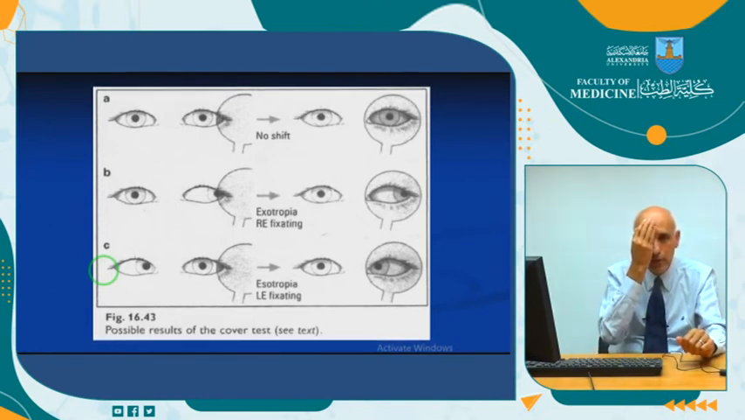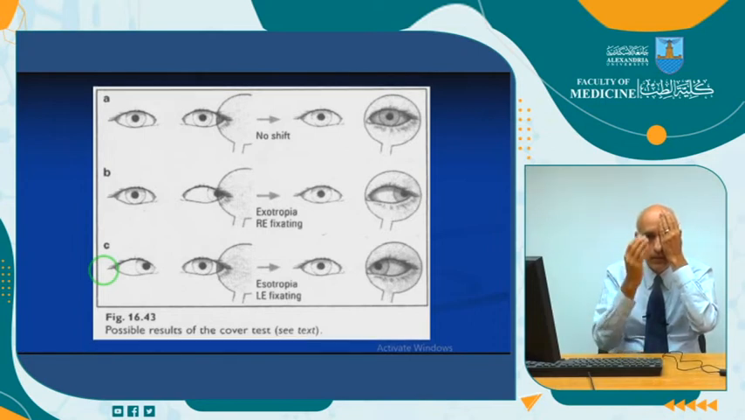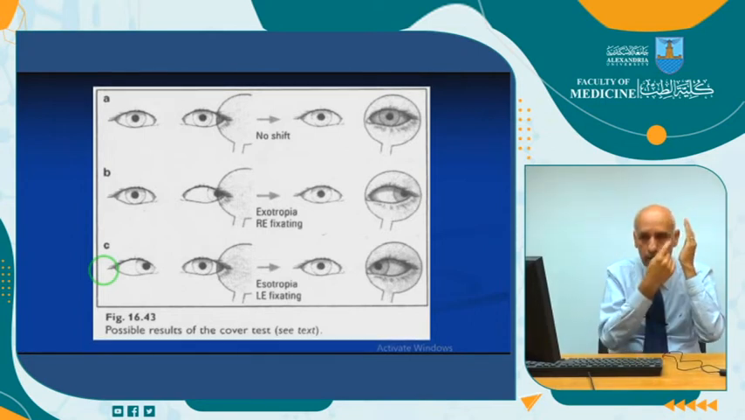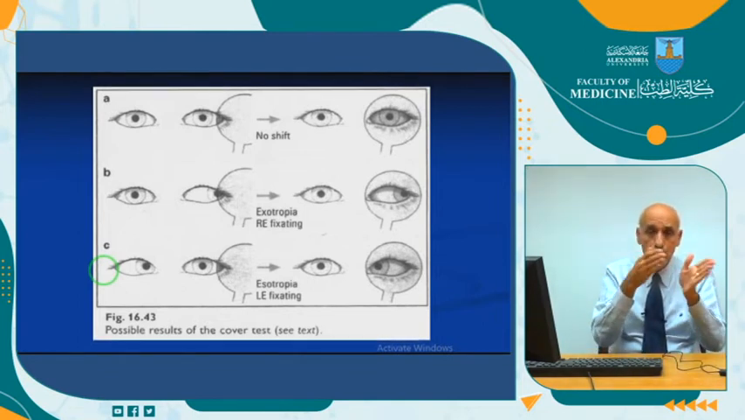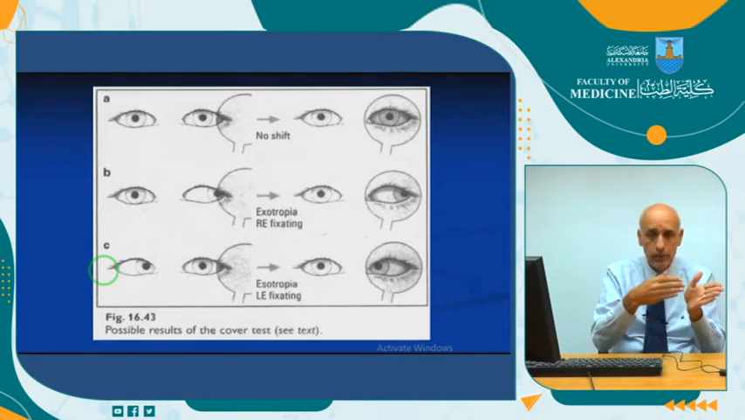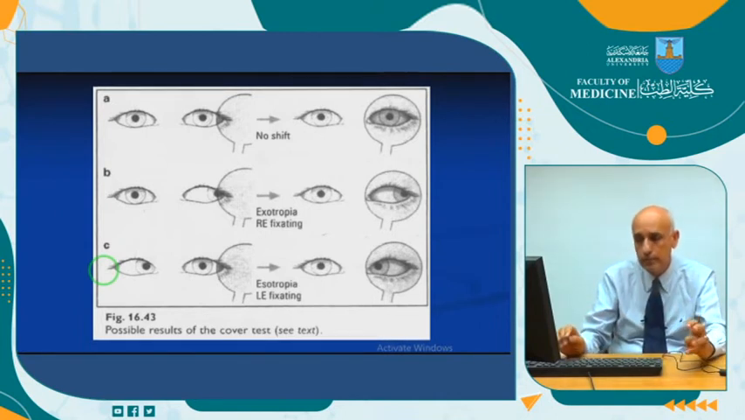But if you cover your eye and you remove it, and you find there is movement occurring under the cover, then there is a problem in this child, and you have to refer to an ophthalmologist. If you do the same thing like this, and there is movement, then also there should be a problem. And this movement depends, is it inward or outward? Inward is eso, outward is exo.